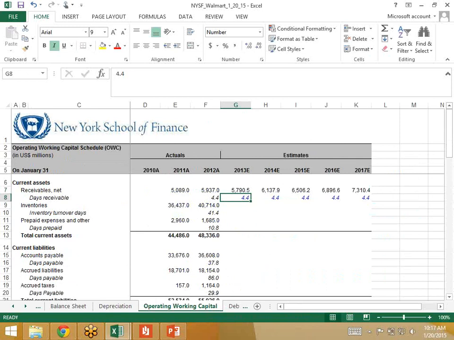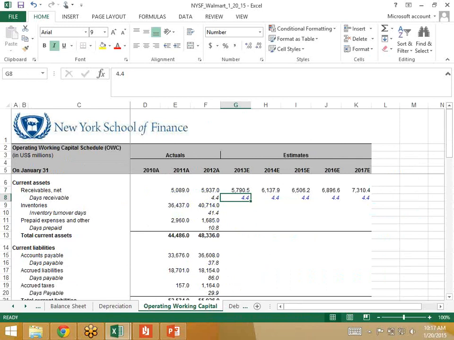And you do that same thing for each line item, right? You're just kind of reverse engineering the formula. That should give you 5790.5. So again, for inventory, we had inventory divided by COGS times 360 equals days.